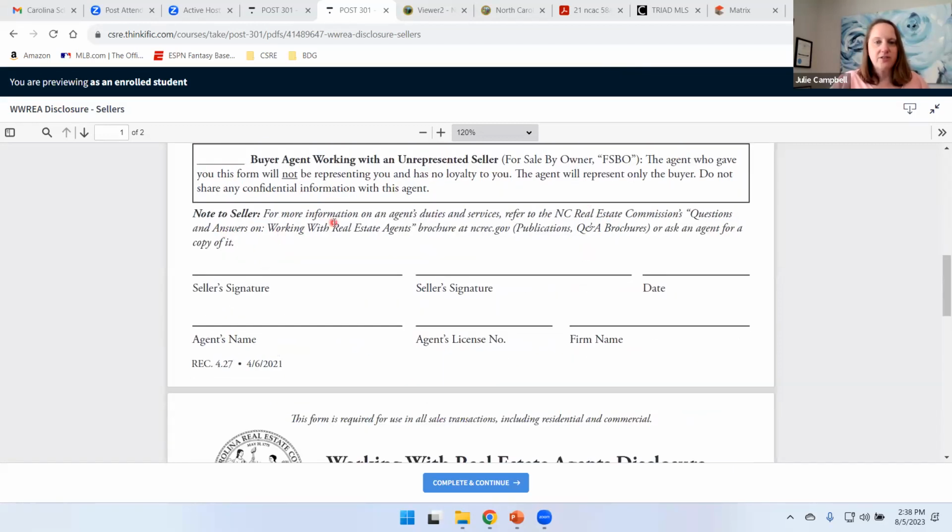Then we have a note to seller for more information, referring to the Q&A brochure that we'll look at in a second. The seller signs, two places for seller signatures and dates. Agents don't have to sign it, but we do need to print our name, our license number and the firm name. If this individual refuses to sign, we're going to put refuse to sign, and as much information as we can, because we're documenting everything, right? So let's make sure we have as much documented information as we can, just in case.